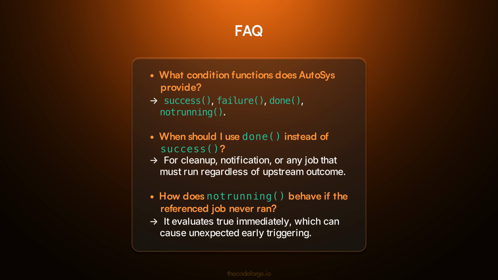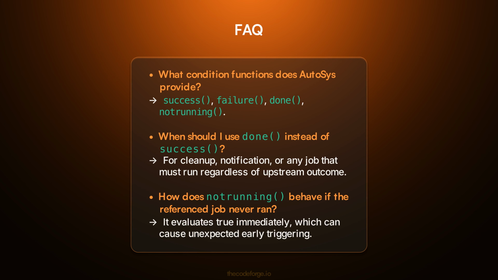And a few frequently asked questions. What condition functions does AutoSys provide? Success, failure, done, notrunning. When should I use done instead of success? For cleanup, notification, or any job that must run regardless of upstream outcome. How does notrunning behave if the referenced job never ran? It evaluates true immediately, which can cause unexpected early triggering.